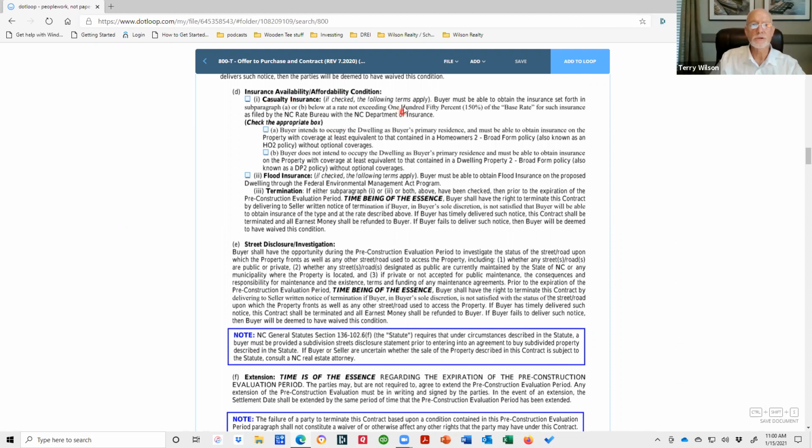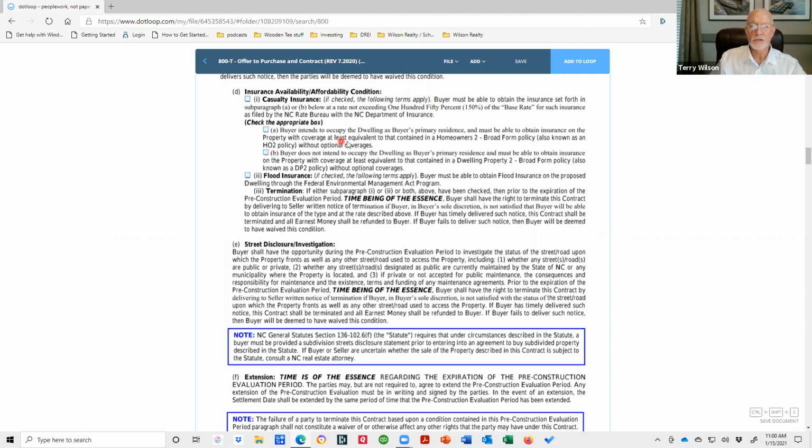Casualty insurance, again, so the buyer cannot pay more than 150% of the base rate. So if the base rate for an insurance policy was $100, that's what the Department of Insurance says for casualty insurance, it should be $100. Then the buyer should not have to pay more than $150. If the buyer has to pay $200, then that's beyond it and the buyer can terminate.